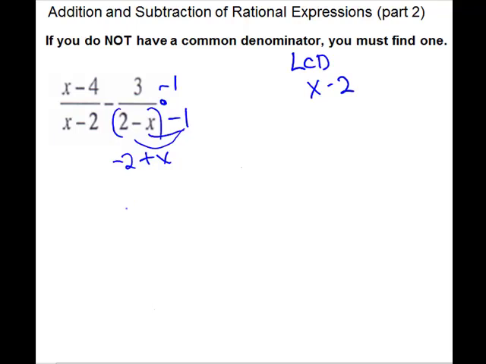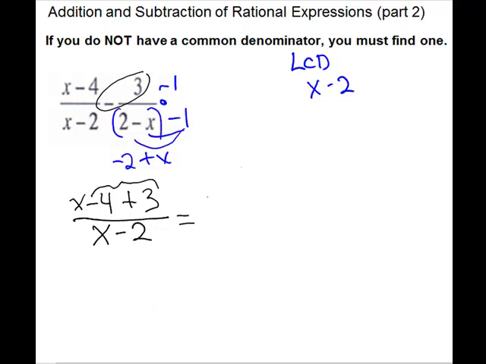Right, so we will keep our common denominator, which is going to be x minus 2. Our first numerator is fine. We'll bring that down. For the second one, we have negative 3 here times negative 1 will give us positive 3. Don't forget that sign. And then we can combine. So we have x minus 1 over x minus 2.